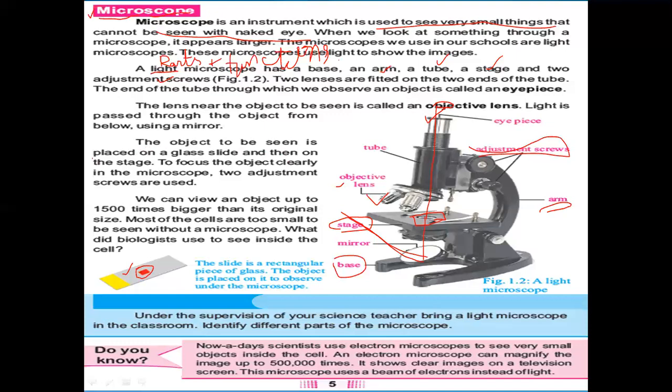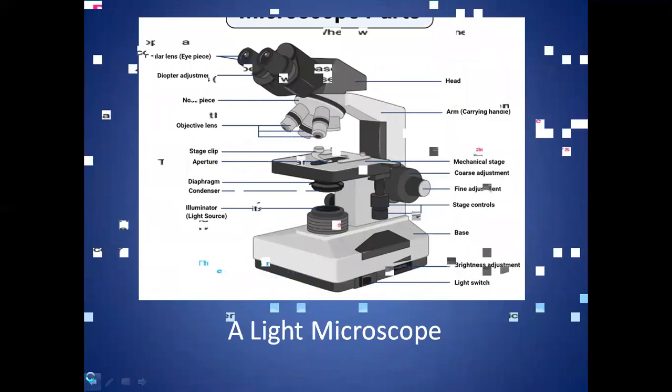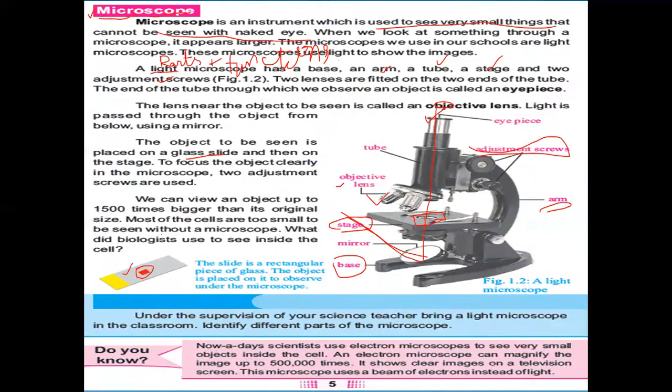The object to be seen is placed on the glass slide. So this is a glass slide, and then onto the stage. To focus the object clearly in the microscope, we use these adjustment screws to adjust the light or adjust the image. It moves this tube up and down so that we can focus the image properly.